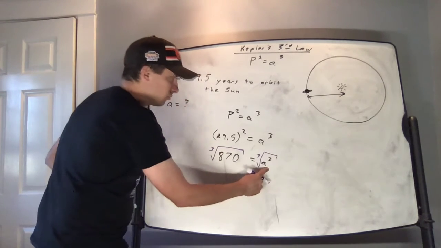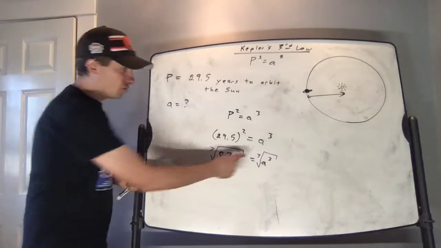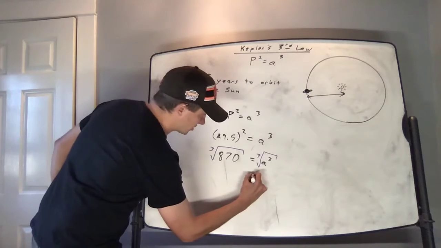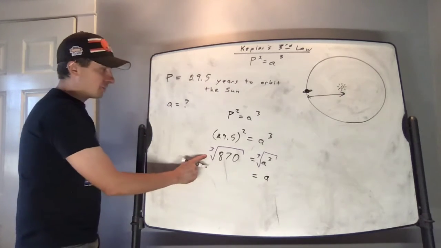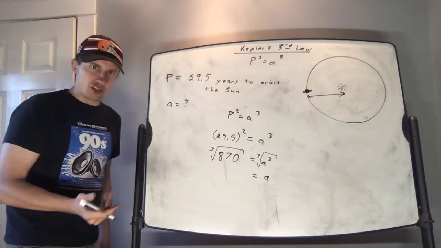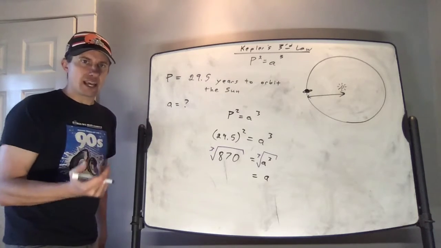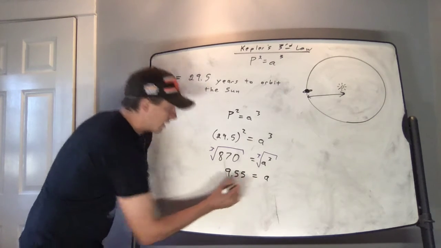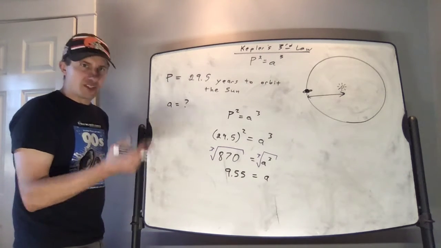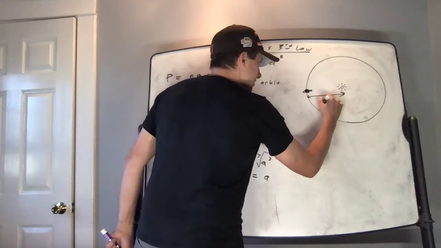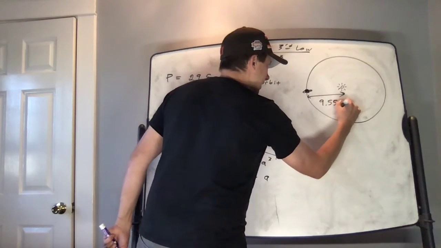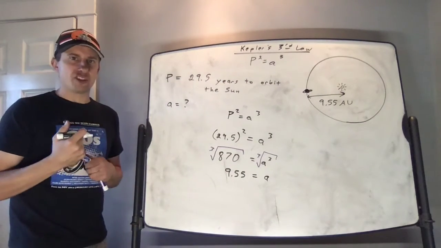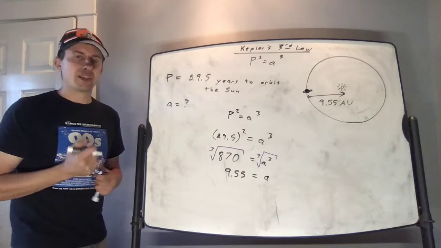When I take the cube root of a cubed, the cube root will get rid of the cubed term on the right-hand side, so I'm just left with a. On the left-hand side, I take the cube root of 870, I put that in a calculator, and when I hit enter, I get 9.55. So the average distance from the Sun to Saturn is 9.55 AU, or a little bit more than 9.5 times the average distance from Earth to the Sun.